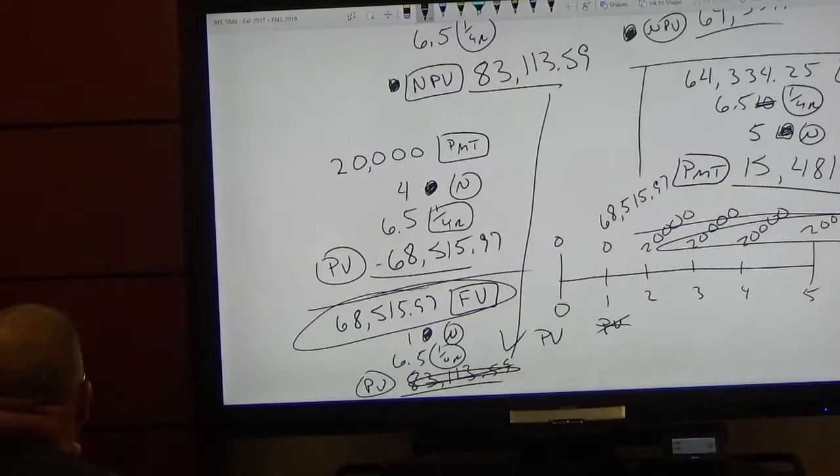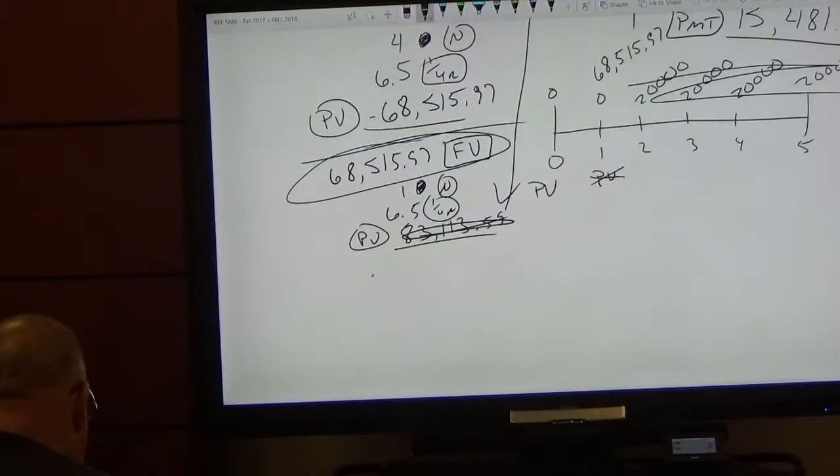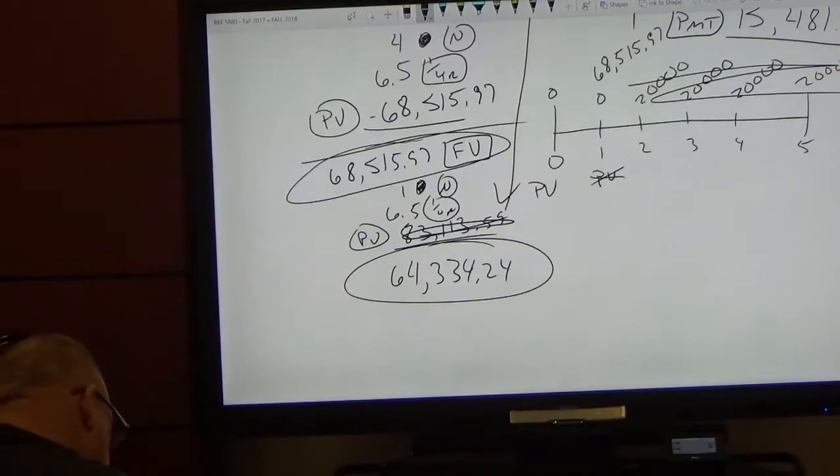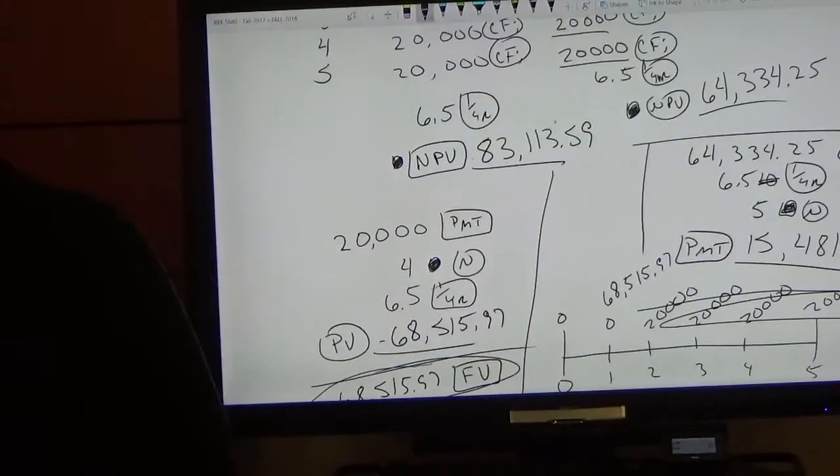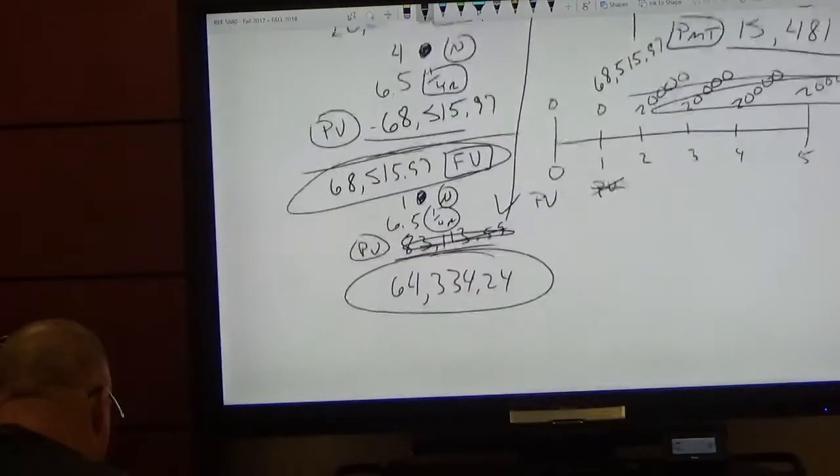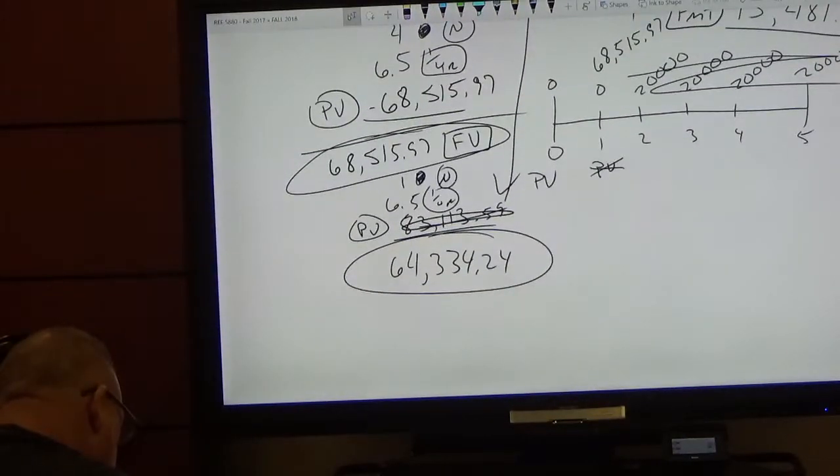Just do it over 1.065, it'll do one period. Yeah, how is that? Okay, 64,334.24, my bad. Okay, so that would now be the present value that you would then compare to this here, okay? And so what you, in essence, could do is then put that in as your present value for 5 years.